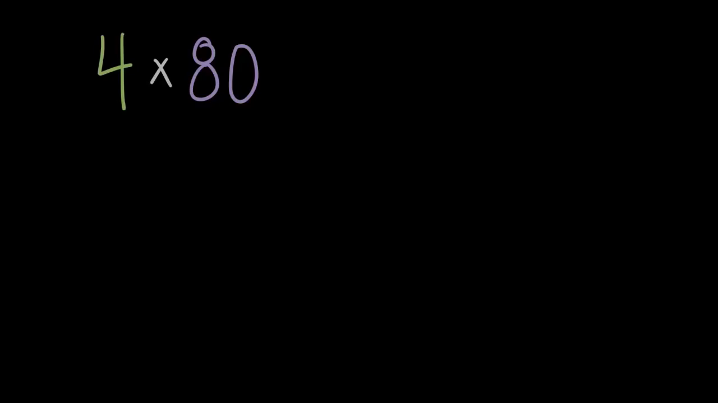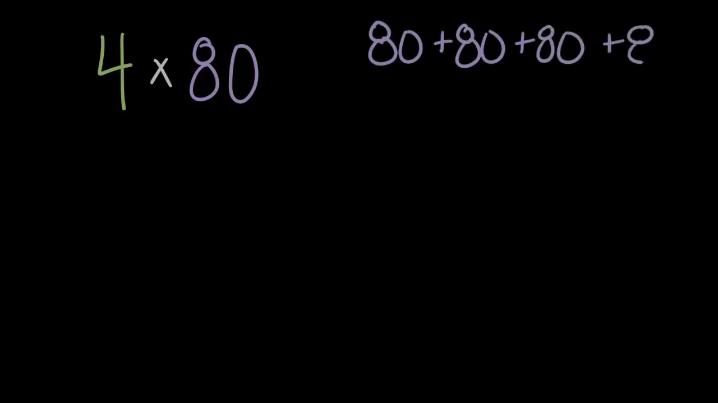Let's multiply 4 times 80. So we can look at this a few ways. One way is to say 4 times we have the number 80. So we have the number 80 one time, 2 times, 3 times, 4 times. 4 times we have the number 80. And we could do this computation, add all of these, and get our solution.